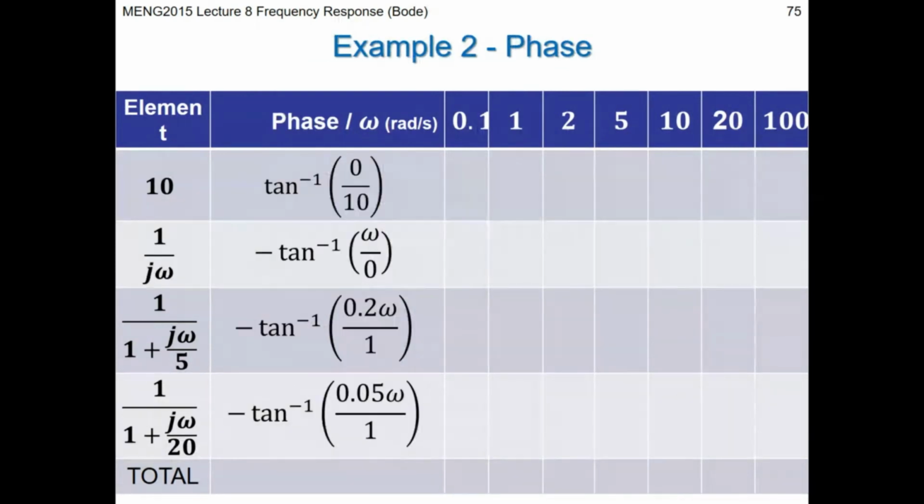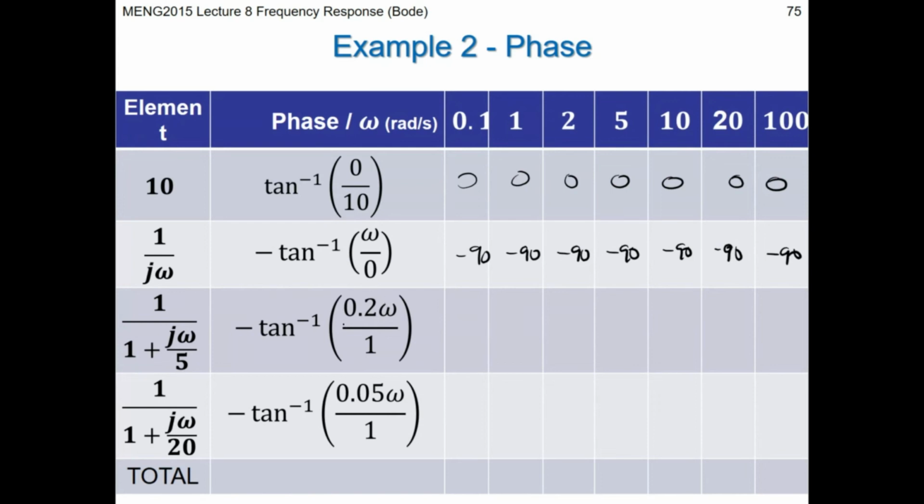What about our phase? Let's deal with our phase. And I'm going to do the same thing using MATLAB to get our phase values for these. So, well, we already know there's not going to be any phase contribution from a pure gain. That doesn't contribute to phase at all. Our pure integrator, we know that's going to be minus 90 right through. A lot of minus 90s. Right? Our first order lag, we know it's going to go from 0 to minus 90.